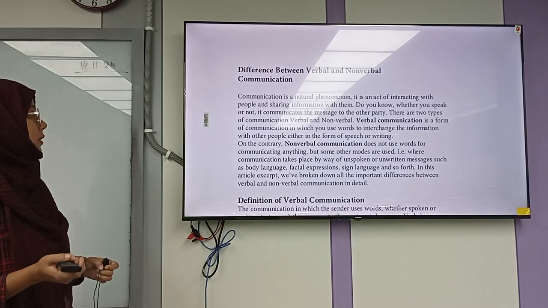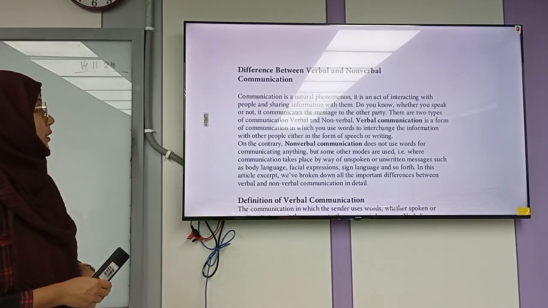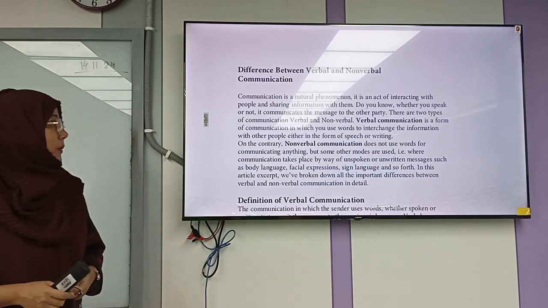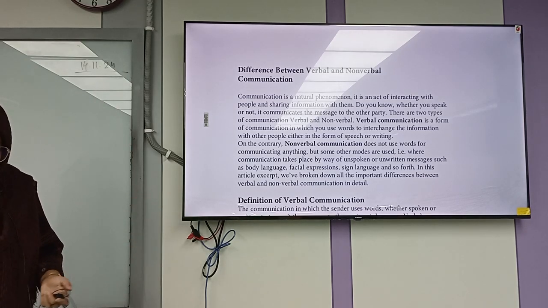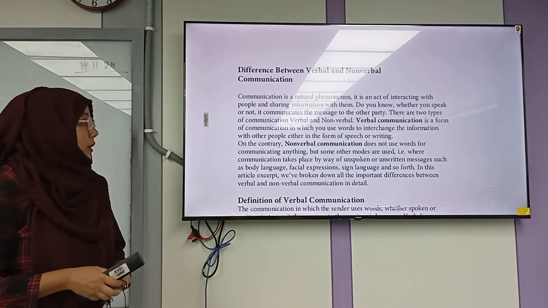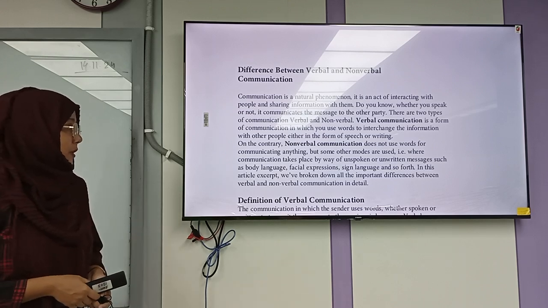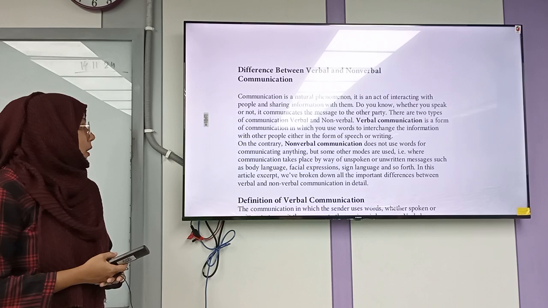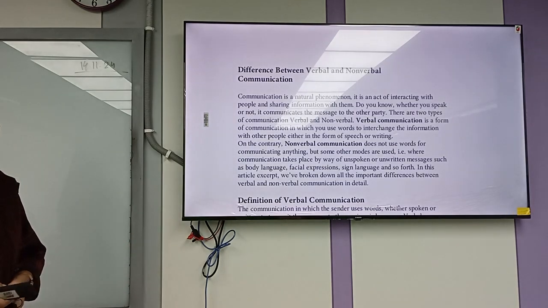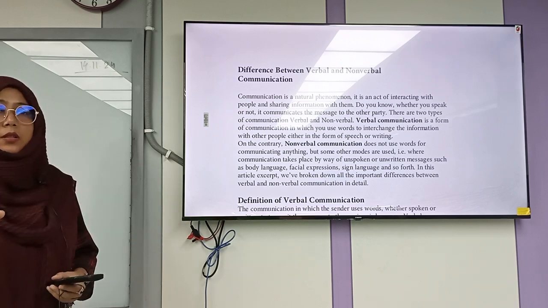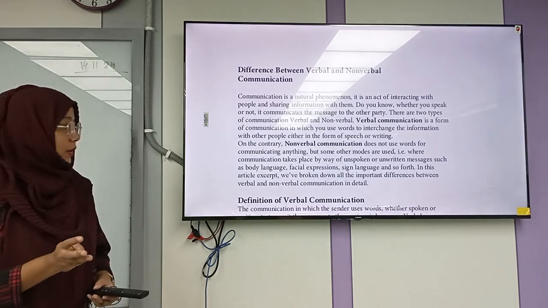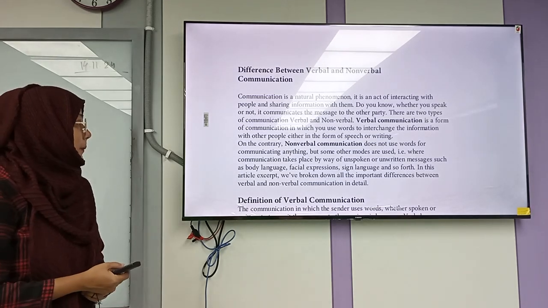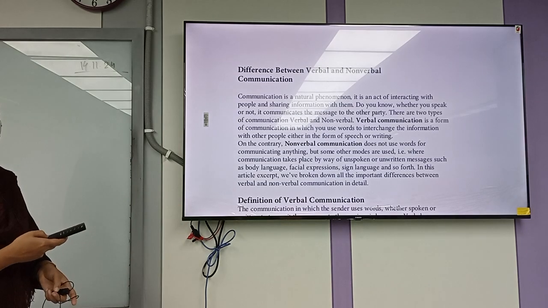Verbal communication is communication when you use words to interchange information with other people in the form of speech or writing. On the contrary, non-verbal communication doesn't use words for communicating anything, but some other modes are used. For example, where communication takes place by way of unspoken or unwritten message, there are some subtle meanings, such as body language, facial expression, sign language, and so forth. So, non-verbal communication includes body language, facial expression, and sign language. Sign language is important for blind people. Okay, we will talk about the difference here.